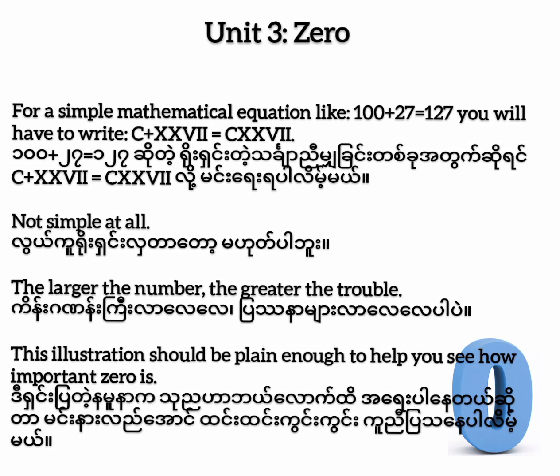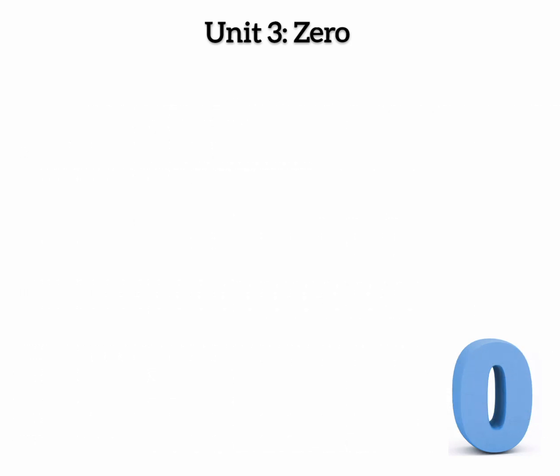For a simple mathematical equation like 100 plus 27 is equal to 127, you will have to write C plus XXVII equals CXXVII. Not simple at all. The larger the number, the greater the trouble. This illustration should be plain enough to help you see how important 0 is.